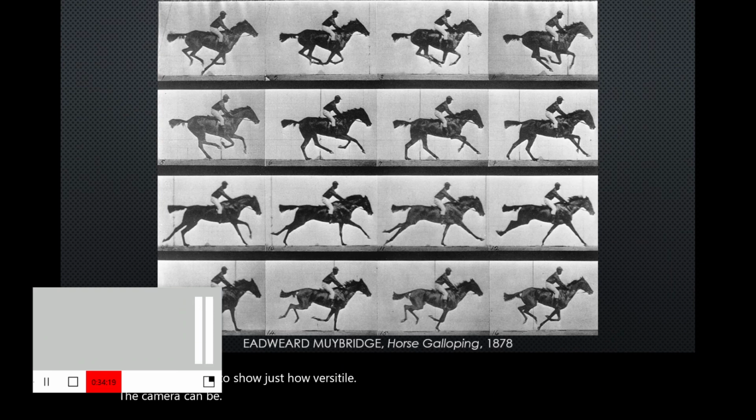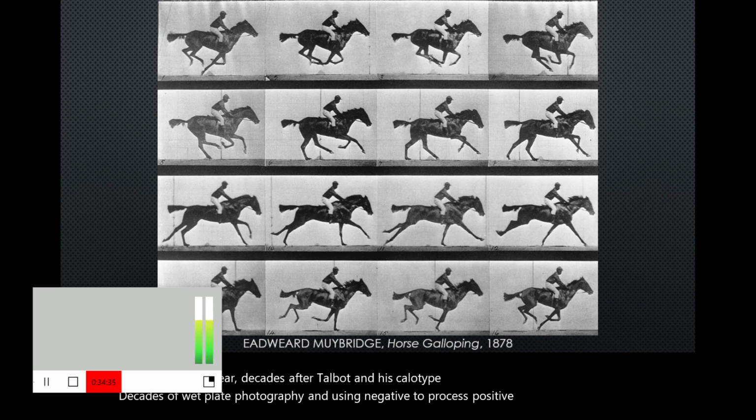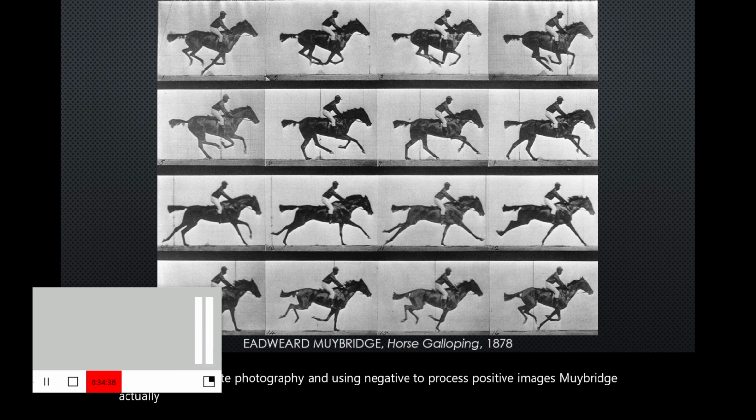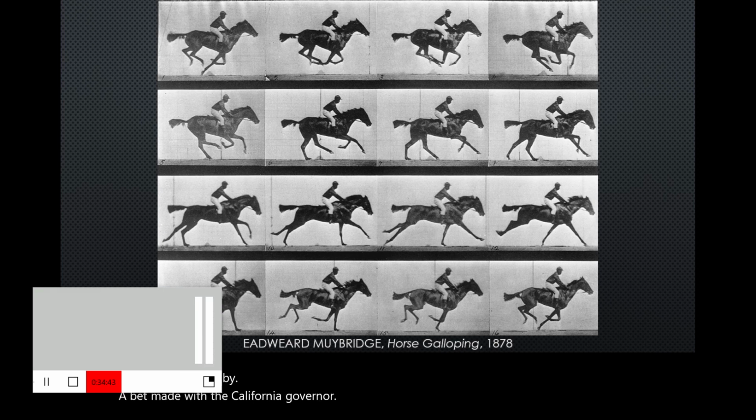By 1878, after decades after Daguerre, decades after Talbot and his calotype, decades of wet plate photography and using negatives to process positive images, Muybridge, actually influenced by a bet made with the California governor, studies movement of animals. In this case, the idea is, well, during a gallop, are all four hooves off the ground? And take a look at these frames here. Oh, frames 2 and 3.